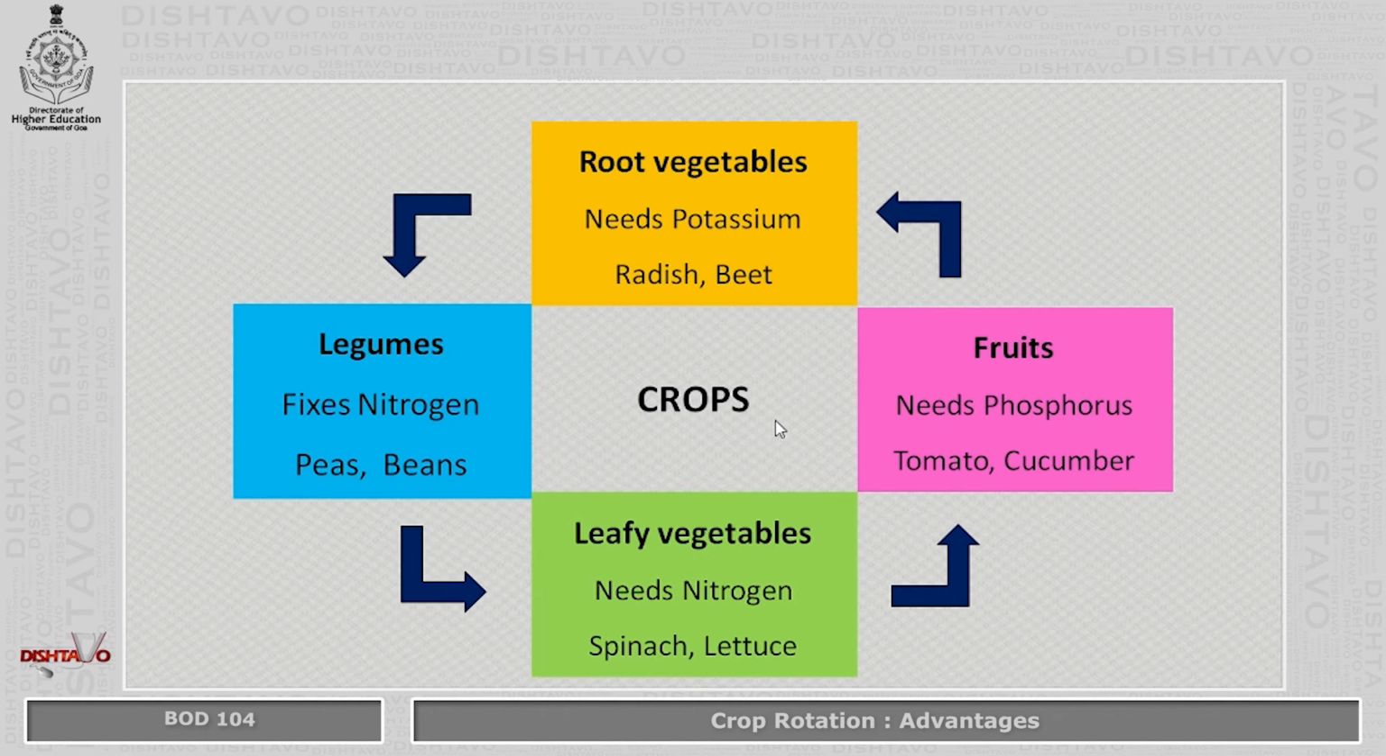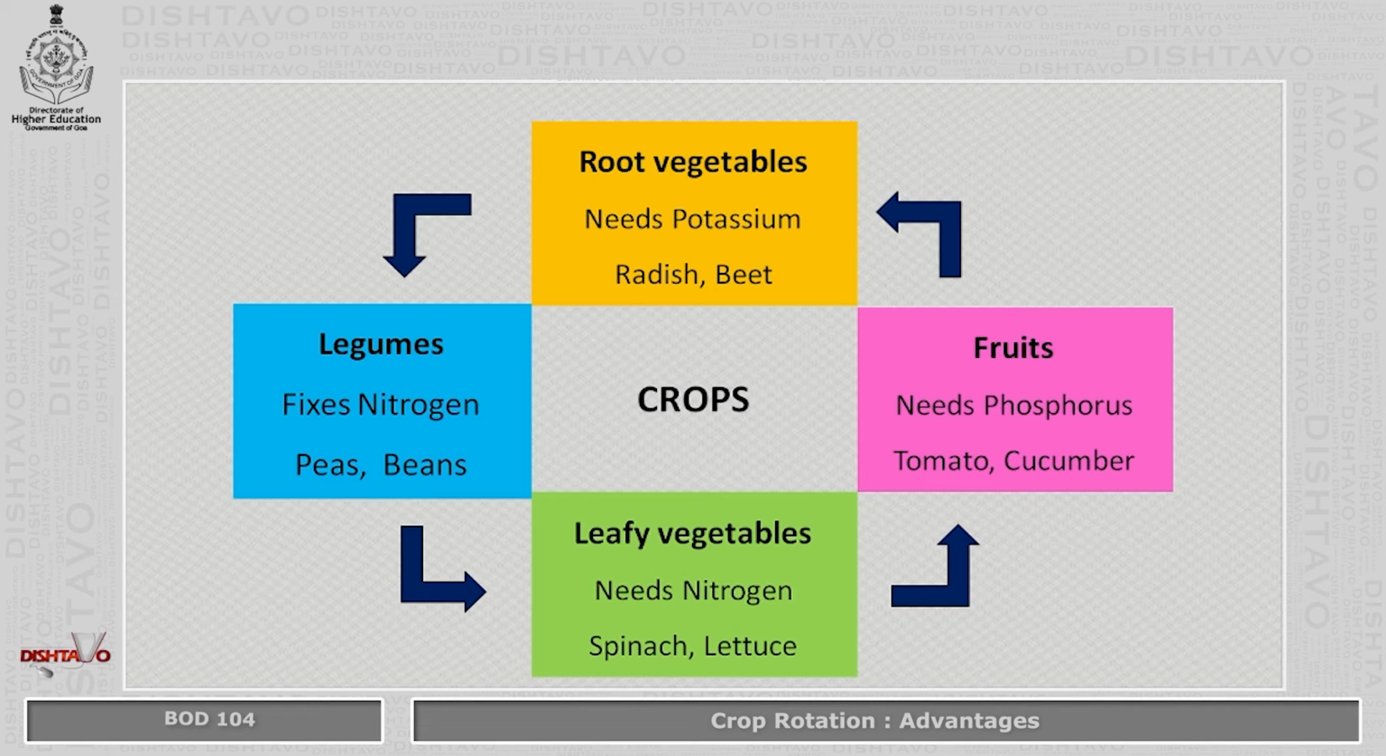Now here we have one general scheme to explain what is a crop rotation. For example, you have these different kinds of crop. You have the vegetables, mainly the root vegetables, you have the legume, then the leafy vegetables and fruits. Now, if you are adopting a crop rotation system, you have to decide the sequence. For example, first you decide to grow root vegetables, like the radish or the beetroot, which requires a lot of potassium for its growth. Now, for the subsequent season, you cannot go again for the root vegetables. So you can go for legumes.